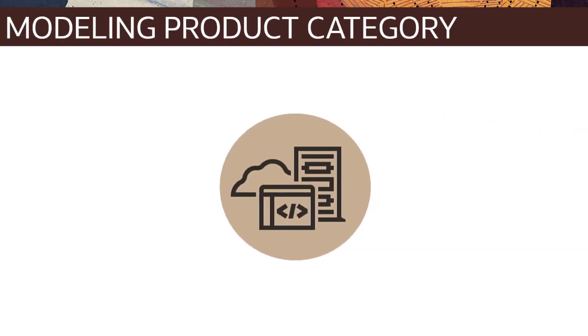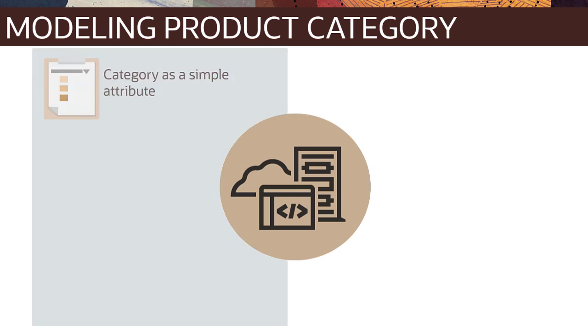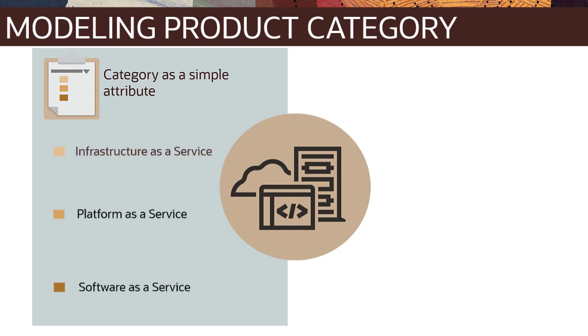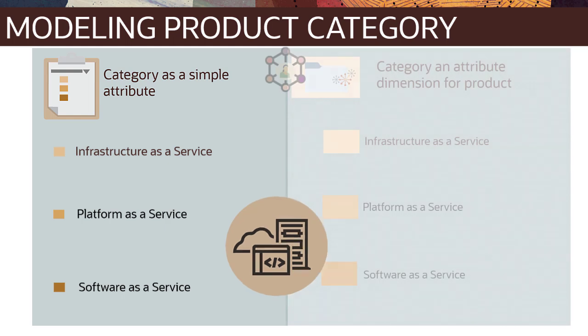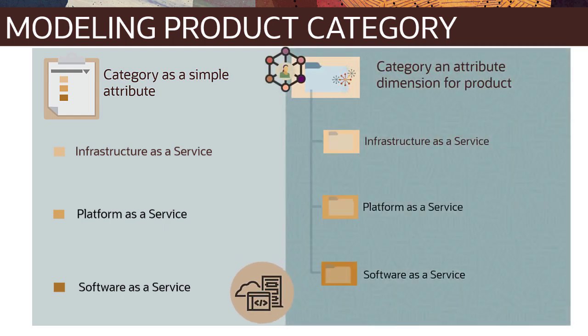For example, you can extend product category modeling beyond simple category attributes such as infrastructure as a service, platform as a service, and software as a service by defining a more detailed hierarchical attribute dimension for product.